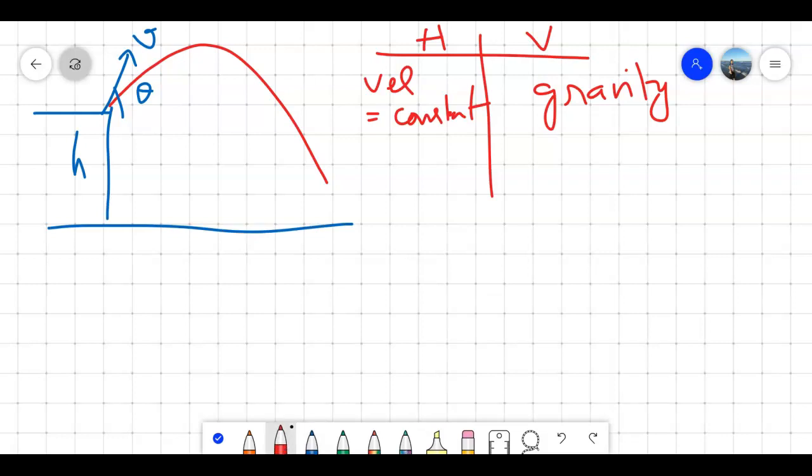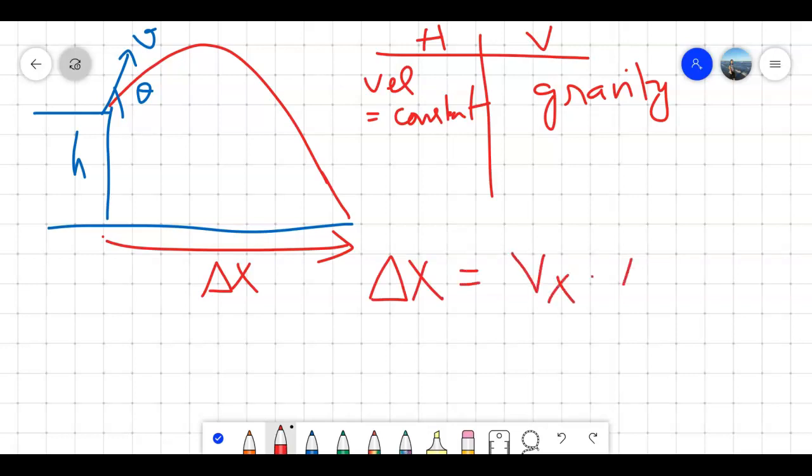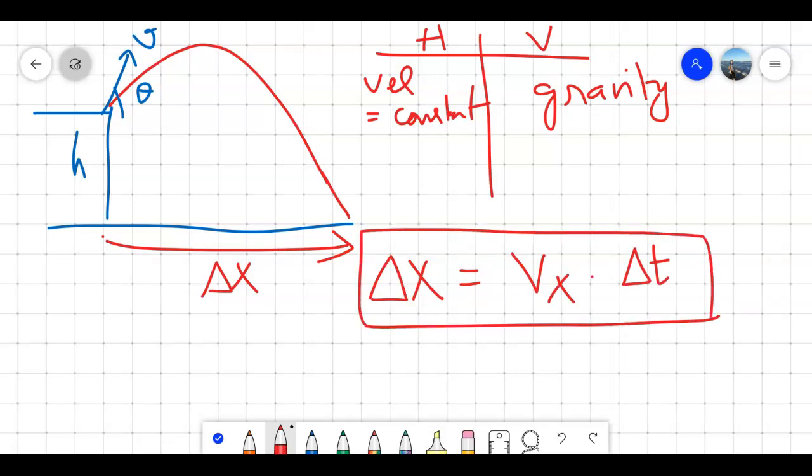So you can write, this is the horizontal displacement that it undergoes, and because you know horizontal velocity is constant, you can just write horizontal displacement as simply velocity times time. Distance is speed times time, right? So therefore there's no change in the velocity, it stays the same. So this is your equation that influences the horizontal displacement.